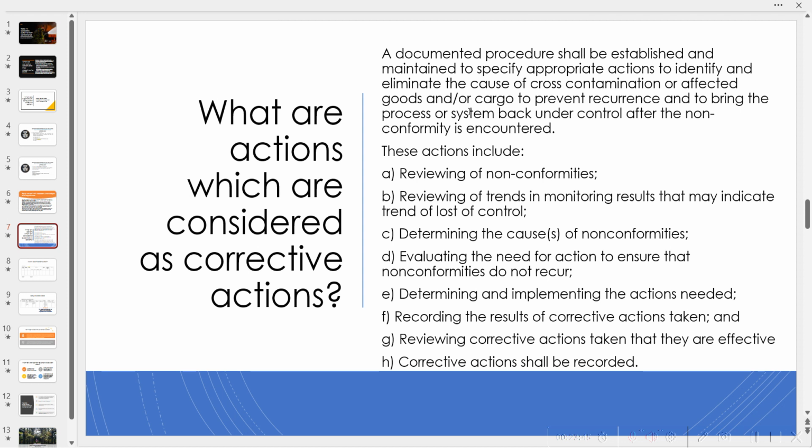Determine the cause of non-conformities. This is the same. Identify the reason. Evaluate the need for action to ensure that non-conformities do not recur. We will re-evaluate so that non-conformities do not happen again.